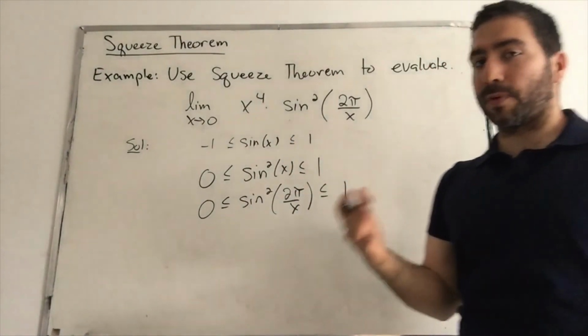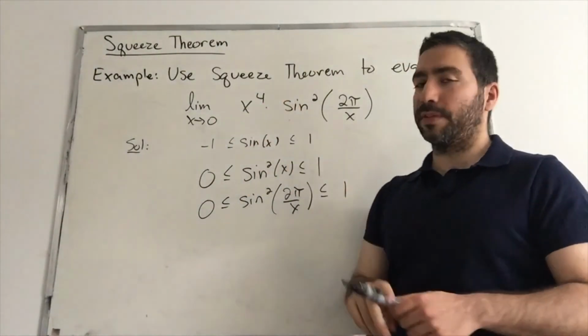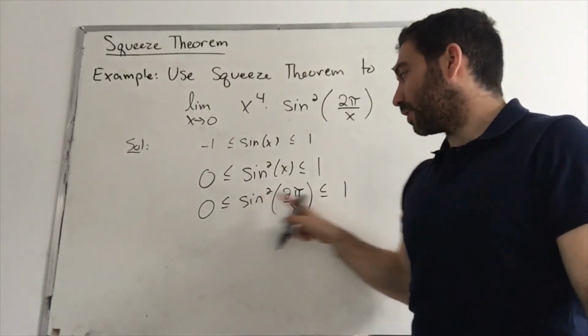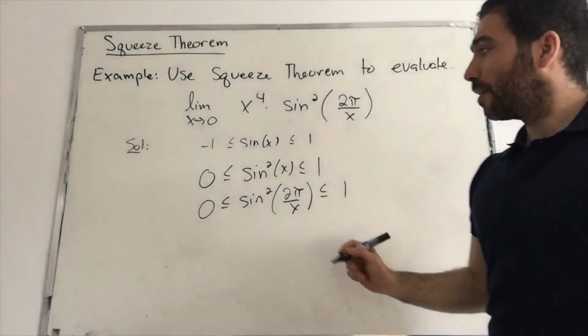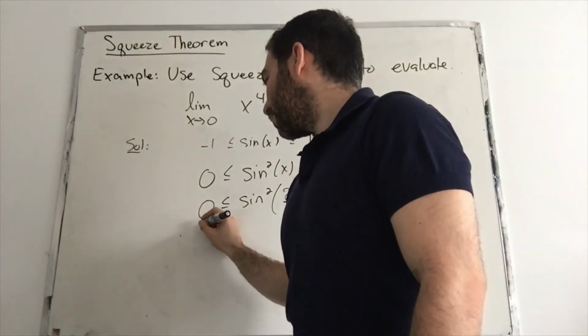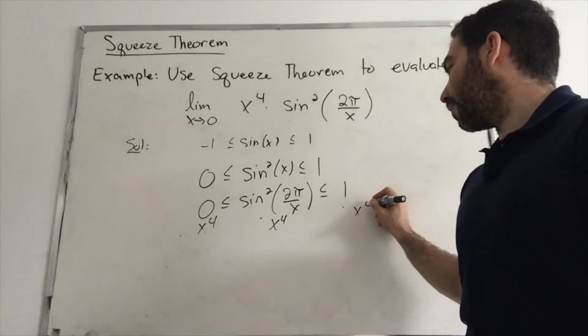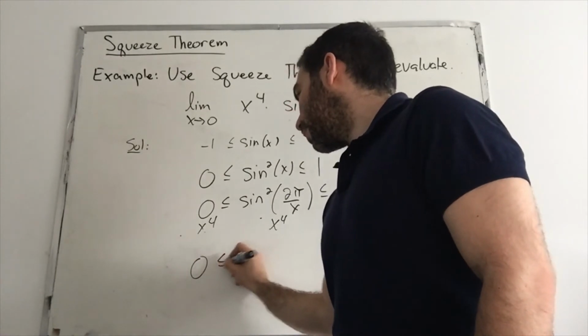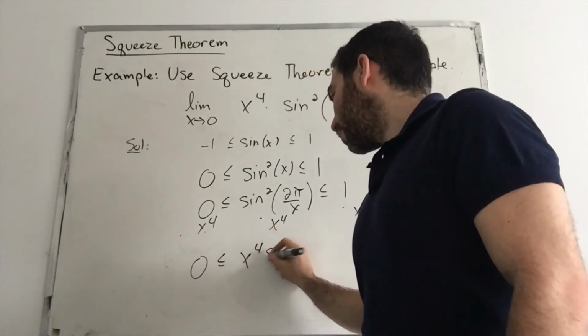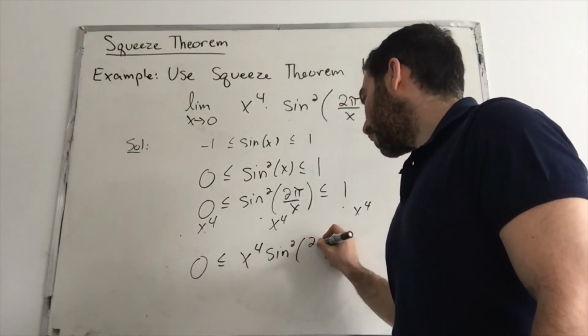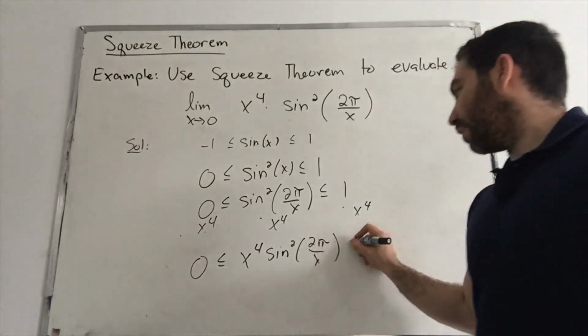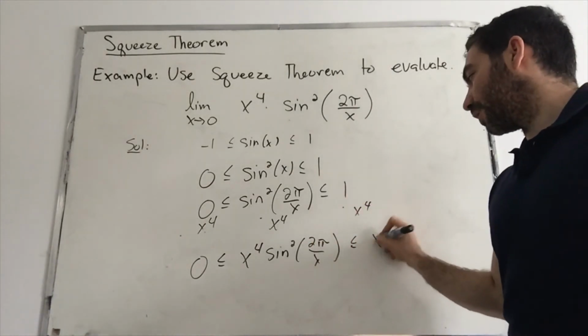So x to the 4 is positive because the exponent's even. So we don't have to worry about switching the signs on the inequalities. So we're going to just multiply all three sides by x to the 4. So this times x to the 4, this times x to the 4, and this times x to the 4. Giving us 0 less than or equal to x to the 4 sine squared of 2 pi over x, which is less than 1 times x to the 4, which is x to the 4.